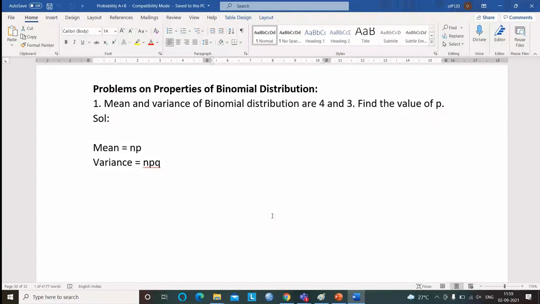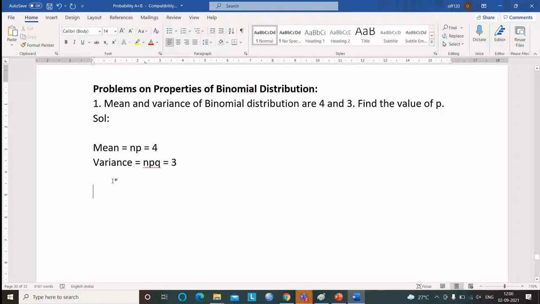Before that, they have given us the mean value. Mean is denoted by NP in binomial distribution. So the mean is given as 4 and the variance is given as 3. So let us find the value of Q first. I'll let you know why.